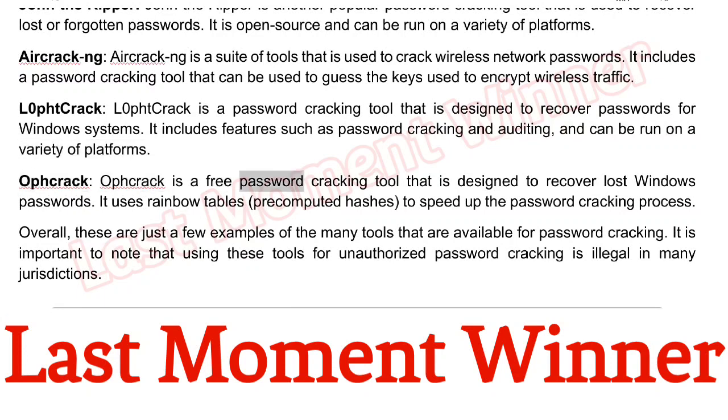Ophcrack is a free password cracking tool that is designed to recover lost Windows passwords. It uses rainbow tables, pre-computed hashes, to speed up the password cracking process. Overall, these are just a few examples of the many tools that are available for password cracking. It is important to note that using these tools for unauthorized password cracking is illegal in many jurisdictions.